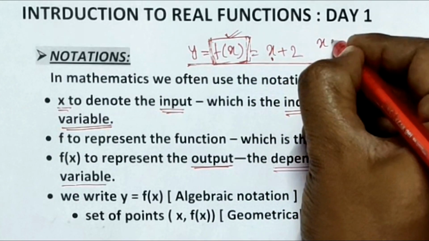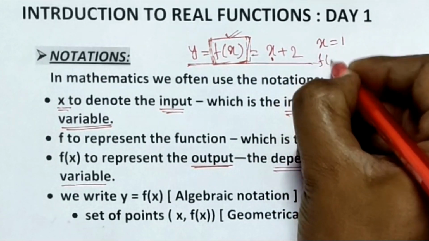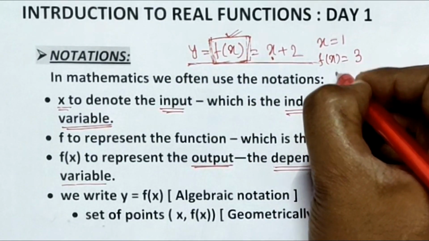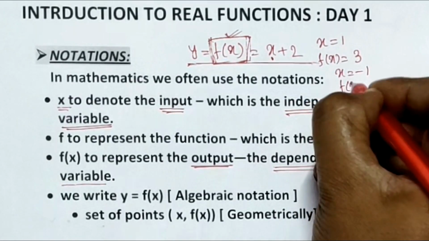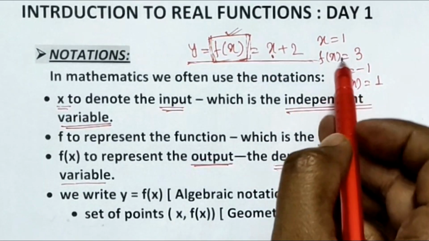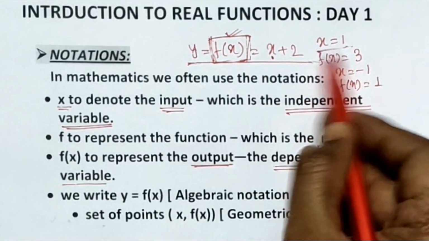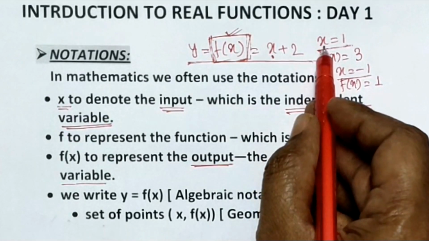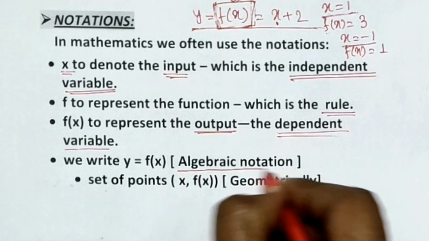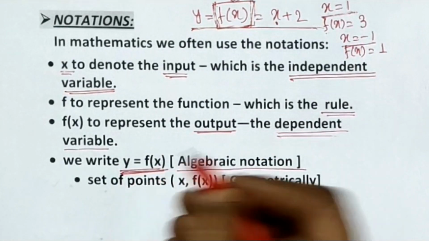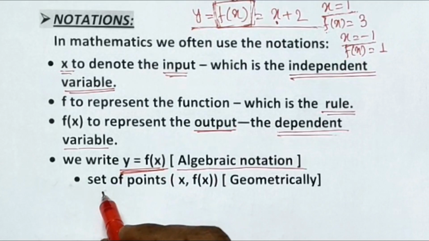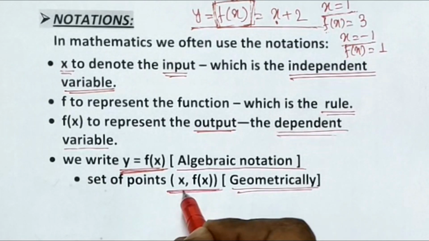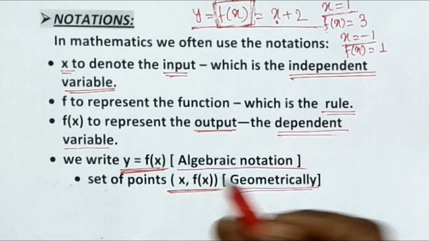Look, if we choose x equals 1, then what will be f(x)? f(x) will be 3, 1 plus 2 is 3. If we choose x equals minus 1, then f(x) will be 1. So for different values of x, we get different values of f(x). So basically f(x) depends on the values of x. So the algebraic notation of a function is y equals f(x), as I said before, and geometrically we write the coordinates (x, f(x)) to denote a function.